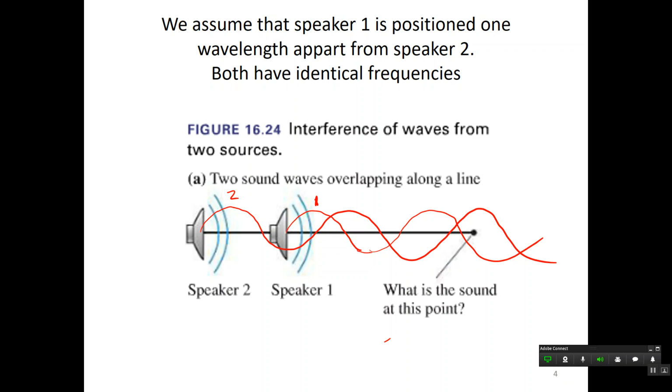With the limiting variable that these two speakers are playing the same frequency, all we're talking about is the distance between the two speakers. And that'll determine whether there's going to be constructive or destructive interference at the end. So if it was one wavelength, we get constructive or destructive? Constructive. If I have two wavelengths, do I have constructive or destructive? Constructive again. And any multiple of an entire wavelength is going to give me constructive interference.